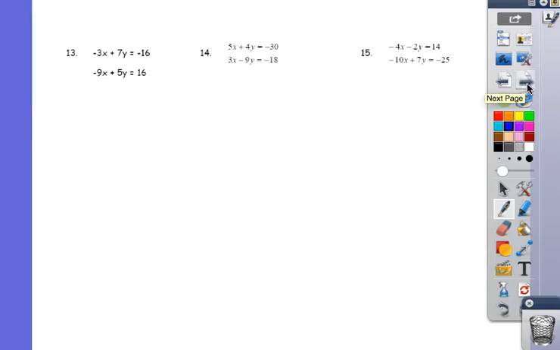What about 13? Multiply the top by positive 3, that would give us a negative 9 and a negative 9. Negative 3. We don't want both negatives. So if you multiply by negative 3, that'll give you a positive 9x and a negative 9x. Okay? So we're not doing anything different here. Let's look at number 14. Tell me what you think about number 14. What are your suggestions?